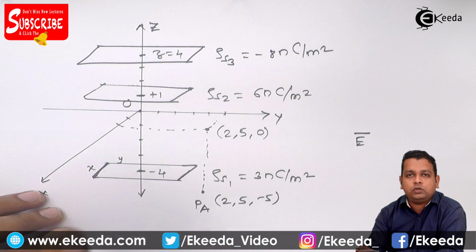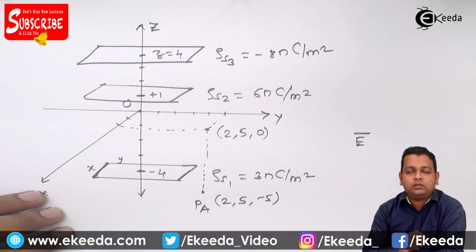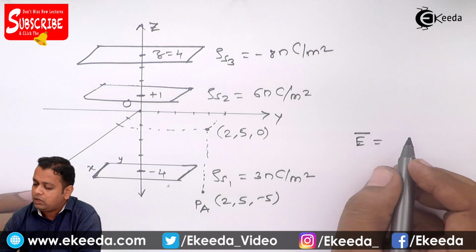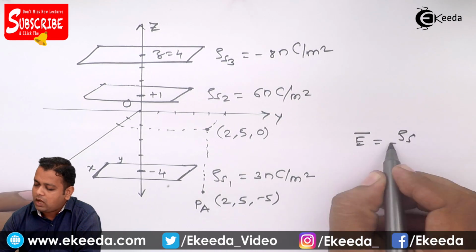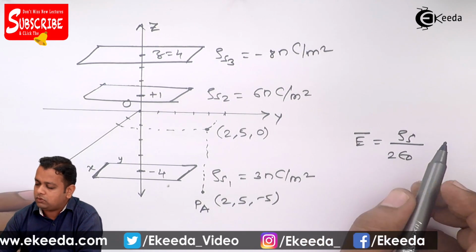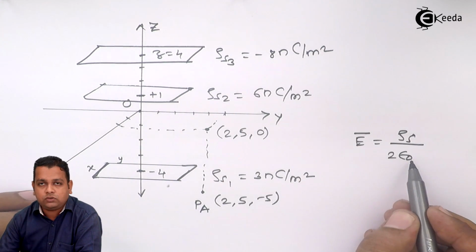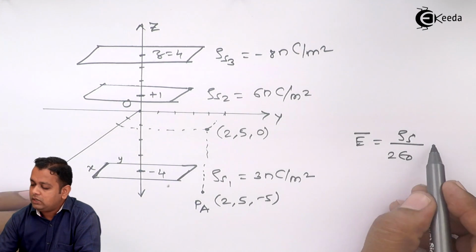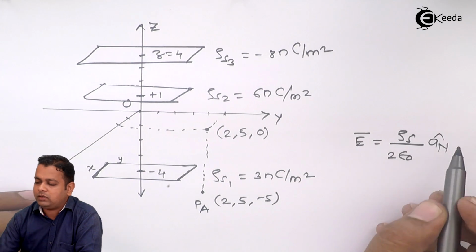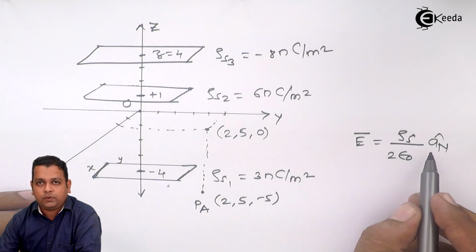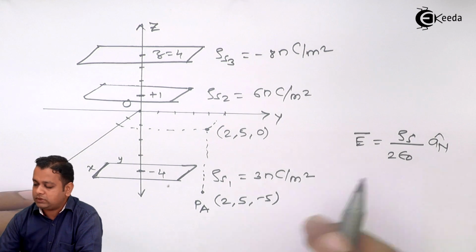Now because of the uniform infinite sheet of charge, the electric field intensity is given by the formula we have derived. It is equal to rho s upon twice epsilon 0. Rho s is already given to us for the 3 sheets. Epsilon 0 and 2 are constants. It is associated with a n cap. This is the normal direction, normal to the plane in which the sheet is present.